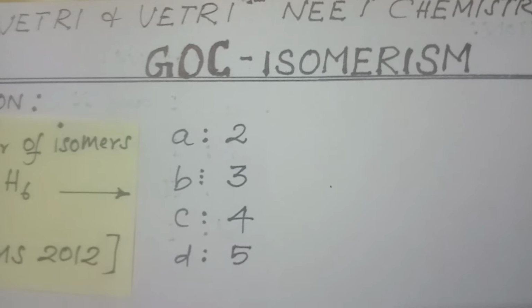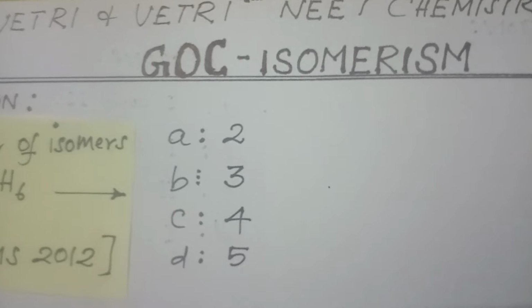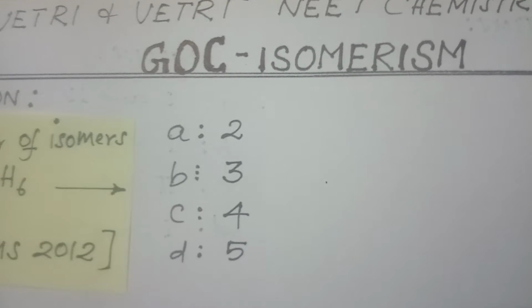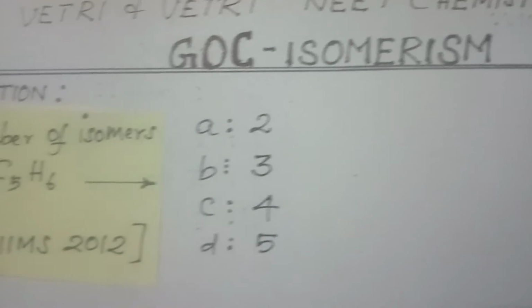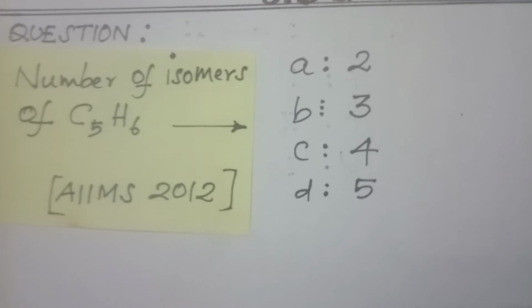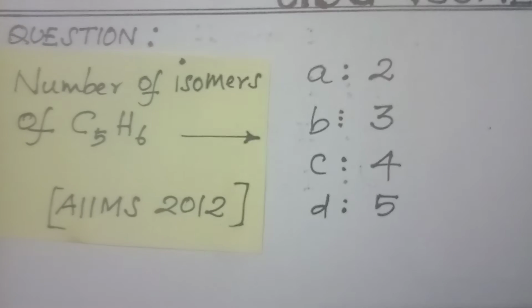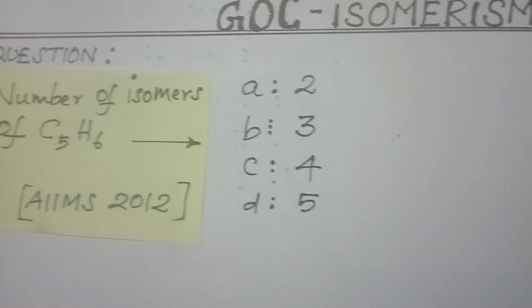Today's video topic is General Organic Chemistry. An important topic is Isomerism. Now let us see the question. Number of isomers of C5H6, NEET question. Here the options are 2, 3, 4, 5.